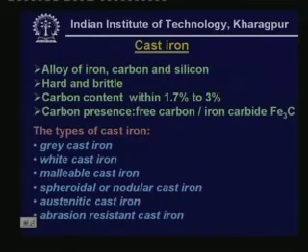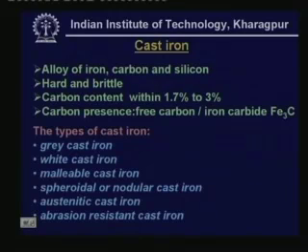Now, one of the characteristic features of this particular cast iron is that it has a good amount of carbon content. This carbon content ranges from around 1.7% to 3%. Now, in which form are the carbons present? The carbons are present as free carbon or iron carbide, whose chemical formula is Fe3C. So this is the basic definition of cast iron.